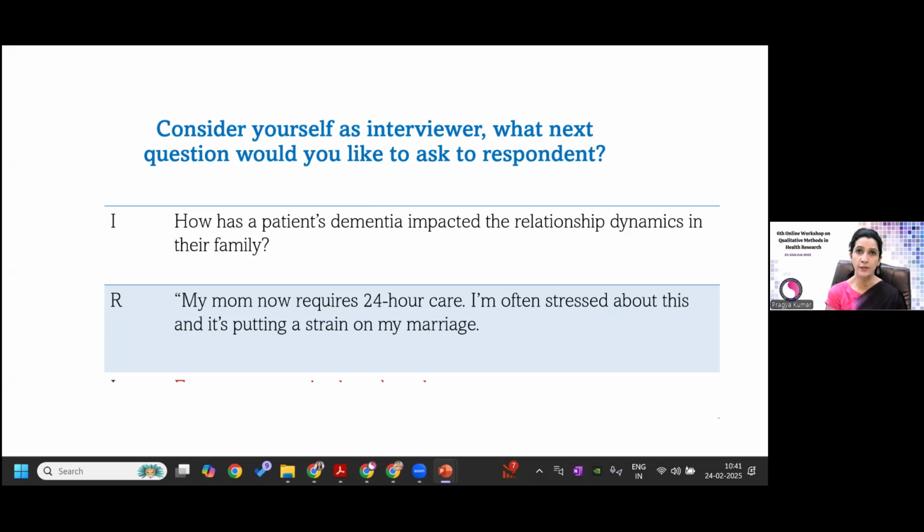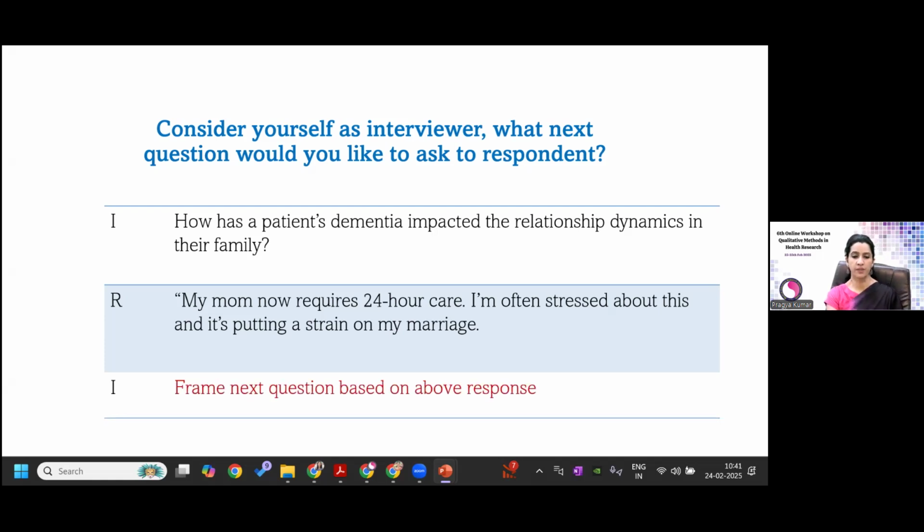Define what kind of strain on my marriage. So it depends. Both Priyanka and Dr. Ravi are right. You can go in any direction, and you can also ask what type of care. If she said that my mom requires 24-hour care, you can elaborate on this: what all care do you give on a 24-hour basis, and then you can go further. So any question is possible. From the answer, it depends on your research question, and try probing related to your research question.